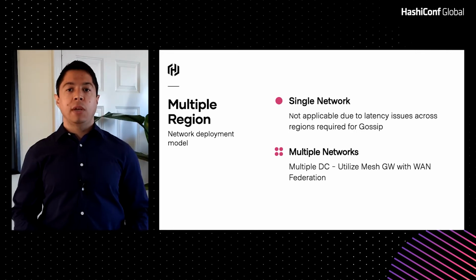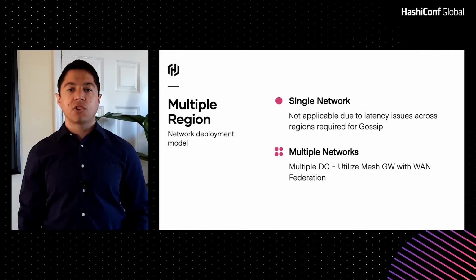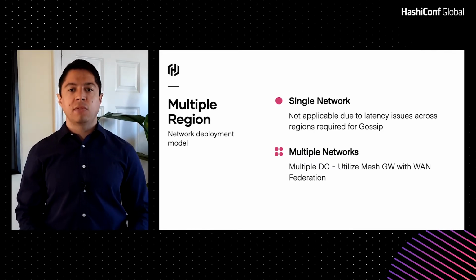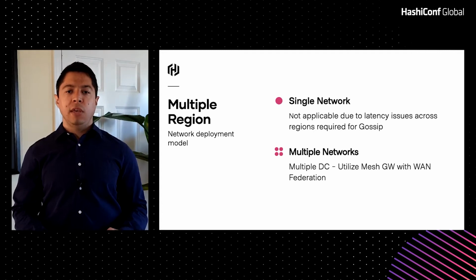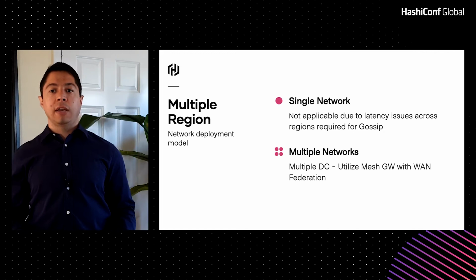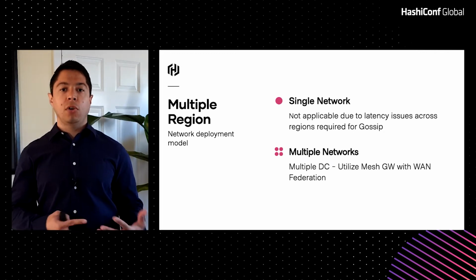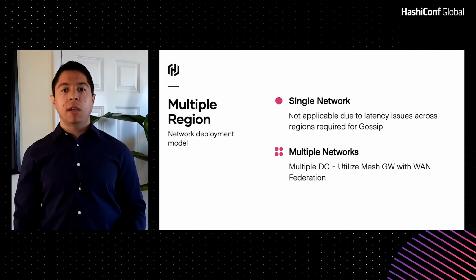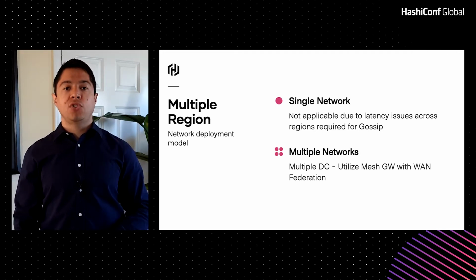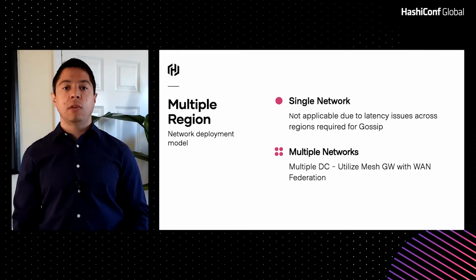Consul can also be deployed in a federated multi-region configuration. In this scenario, it's not possible to deploy Consul clients and servers in a single IP network due to latency issues across cloud regions or connections from the cloud to on-premise environments. So instead, each region is deployed as a separate Consul data center. Data centers are then connected or federated to one another over a wide area network, such as the internet. When using service mesh, application traffic traverses data centers using mesh gateways.